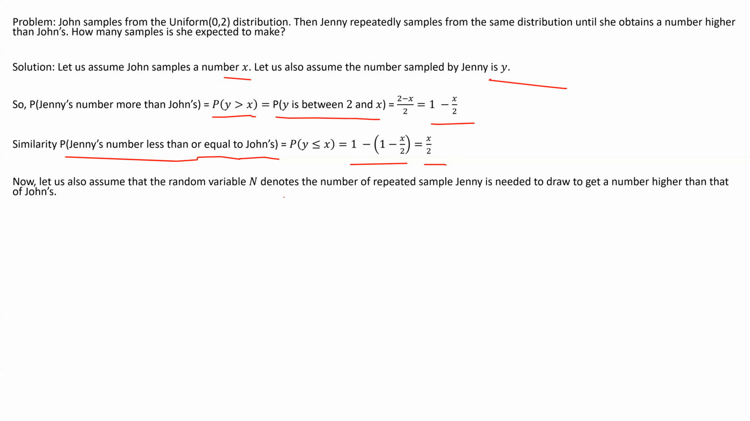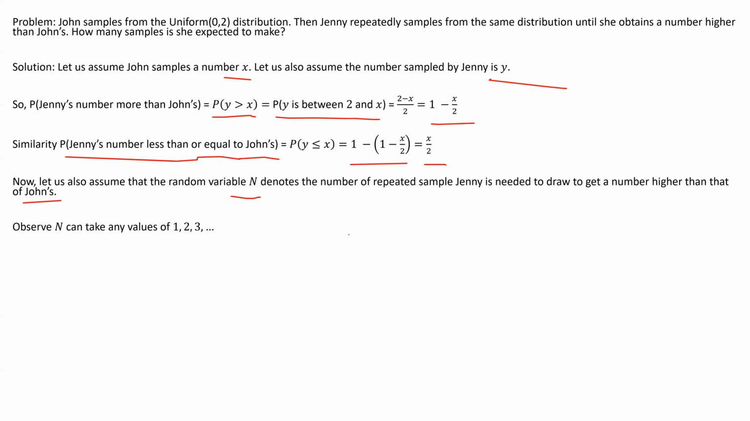Now, let us assume that the random variable N, the important random variable here, denotes the number of repeated samples Jenny needs to draw to get a number higher than John's. This is the random variable we are working with, and we essentially want to calculate the expected value of N, because the question is, how many samples is she expected to make so that her number is larger than John's.